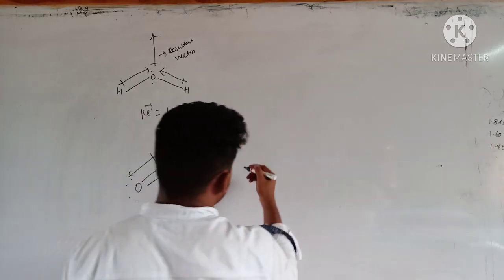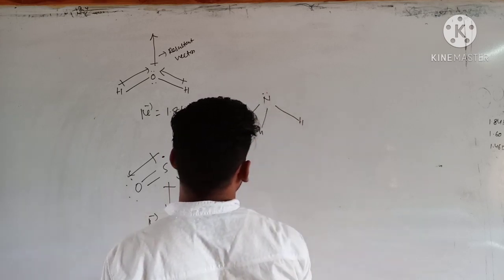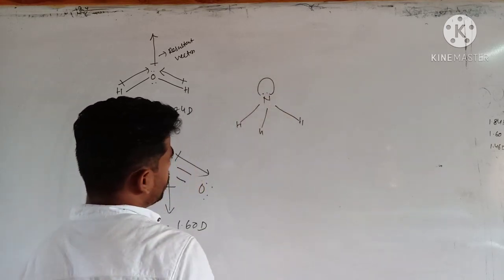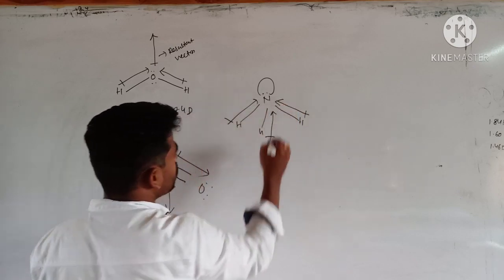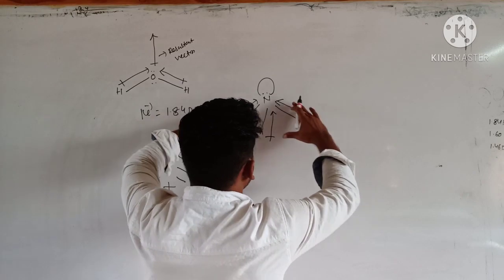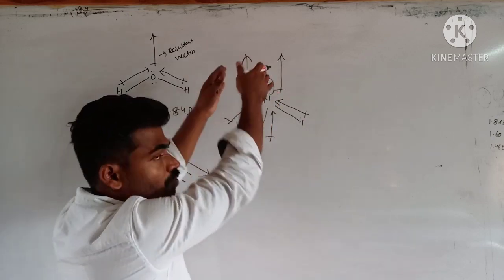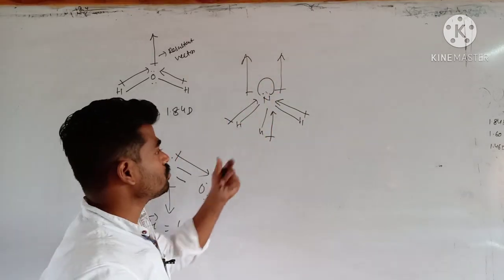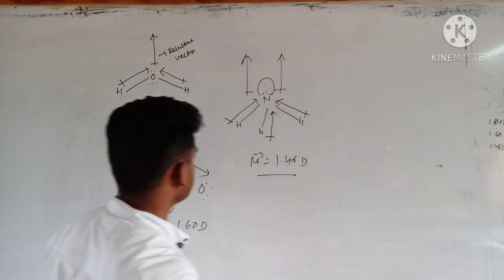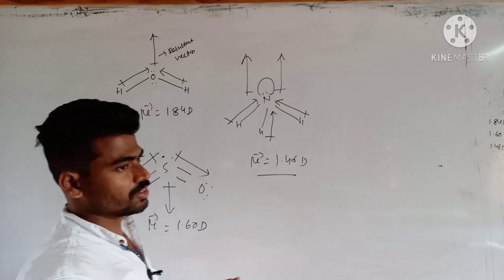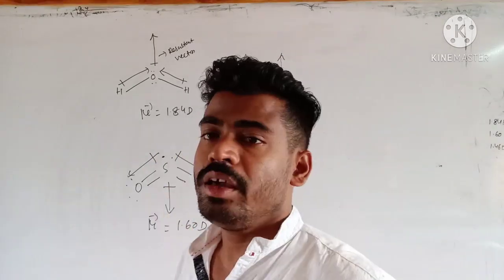Again, consider ammonia. Nitrogen, hydrogen, it is pyramidal shape, remember. There is a lone pair of electrons over here. Nitrogen is more electronegative, so the three dipoles are oriented in this direction. The net resultant will be above, and the lone pair is also aligned parallel to them, so there is no opposing interaction. So it has some dipole moment, that is 1.46 D. So one thing is clear: the more the charge separation and the more the electronegativity difference, the more will be the value of dipole moment, and the more will be the polarity.